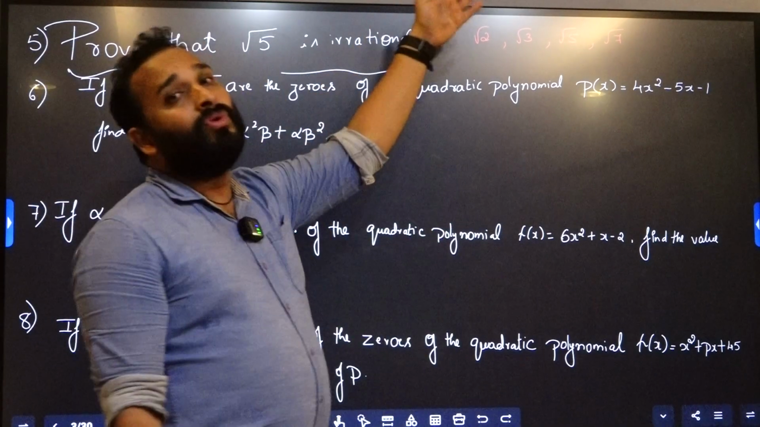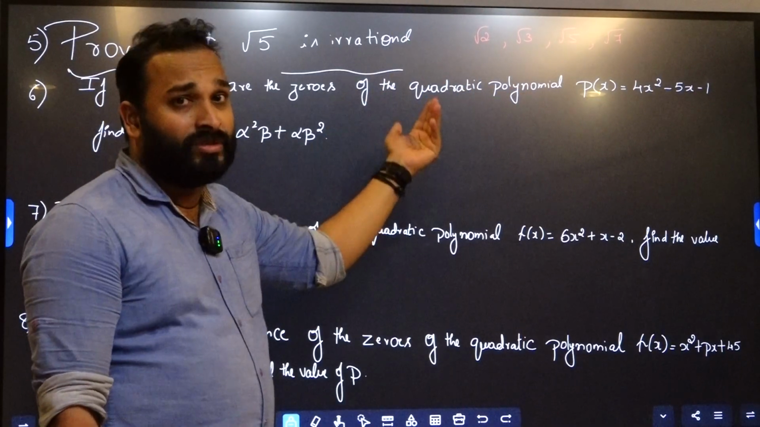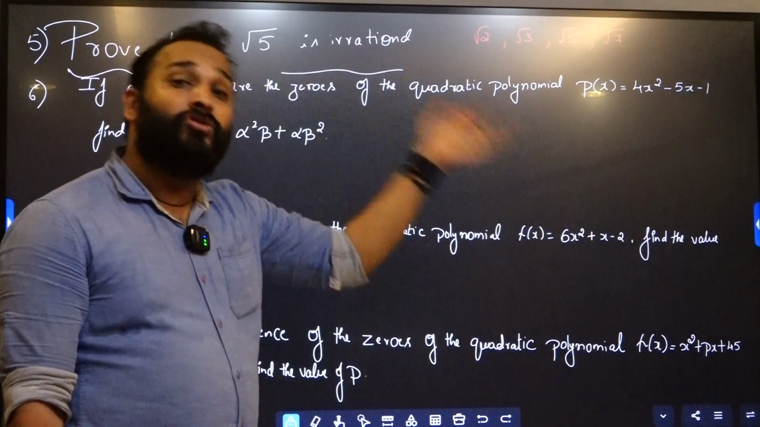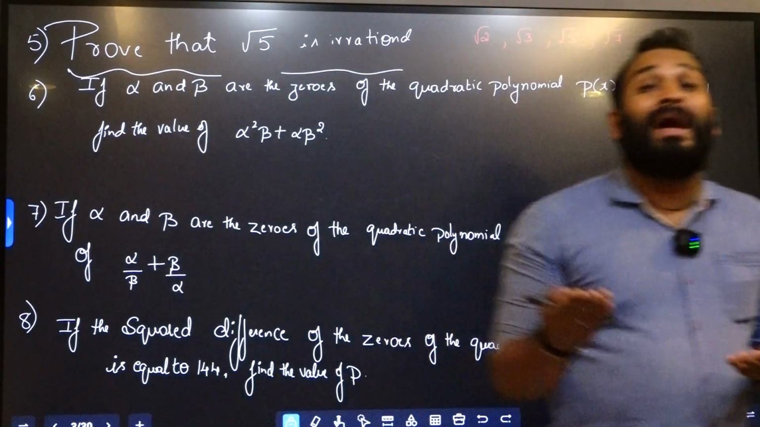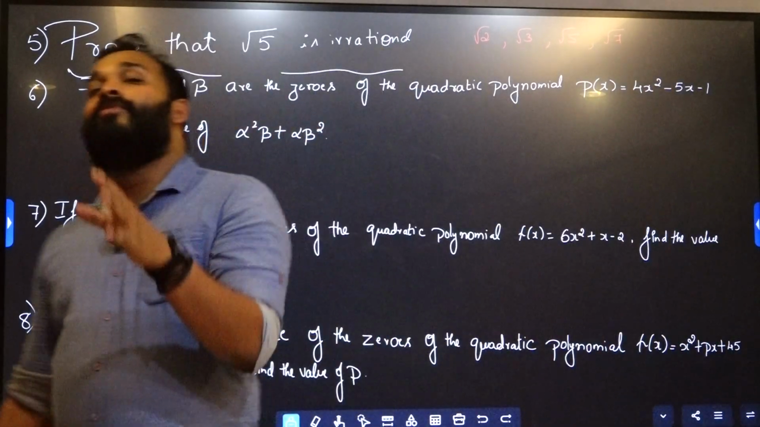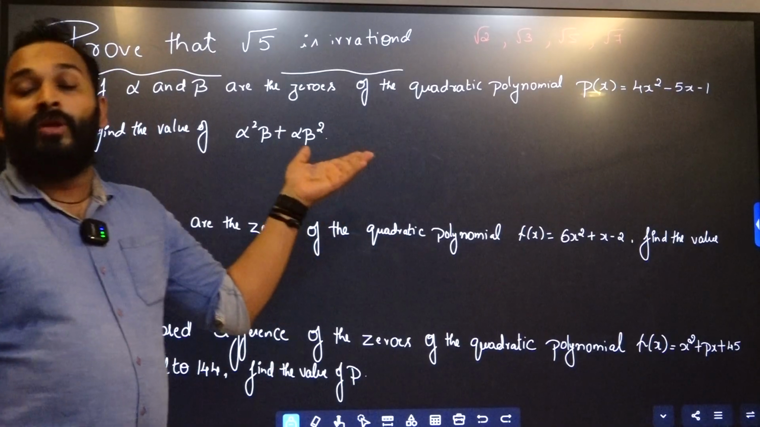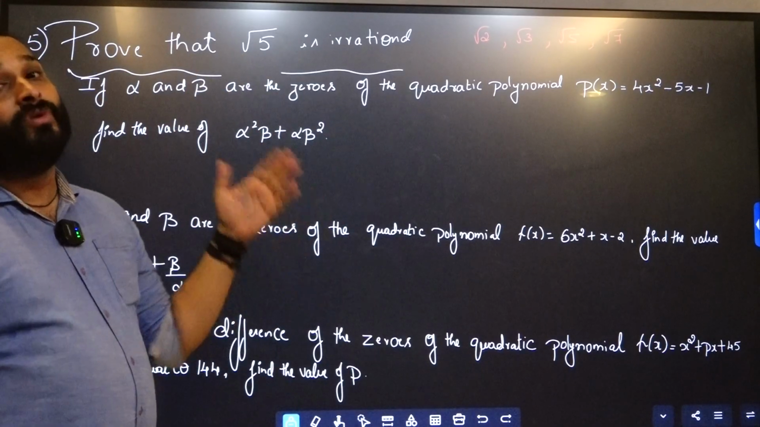You have to assume root 2 is rational and take it as p by q. Then you square on both sides. Then you show that it has other factors, because if you can write something in terms of p by q, then it should not have any other factors other than p and q. If you prove that it has other factors, then it contradicts the assumption that it is rational, and then you write it is irrational. Stepwise, you need to do that.